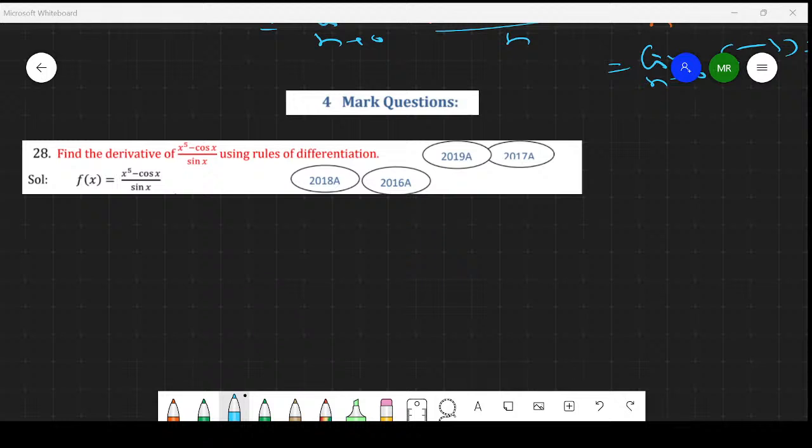So is it clear? I hope you understood this. If you have any doubt, please ask me. I can help you to clarify this. Right, see the next one.